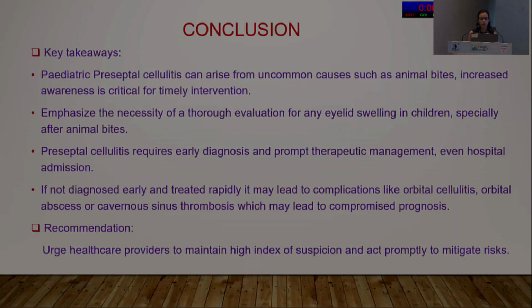So I would like to recommend all healthcare providers to maintain a high index of suspicion and promptly mitigate the risk. Action was taken promptly, and the key takeaway is that pediatric preseptal cellulitis can arise from uncommon causes like animal bites, and increased awareness is critical for timely intervention. We should emphasize the necessity for thorough evaluation in any eyelid swelling, especially after animal bites. In preseptal cellulitis, it is important that we treat the patient immediately so that it regresses rapidly and the patient does not suffer serious consequences.